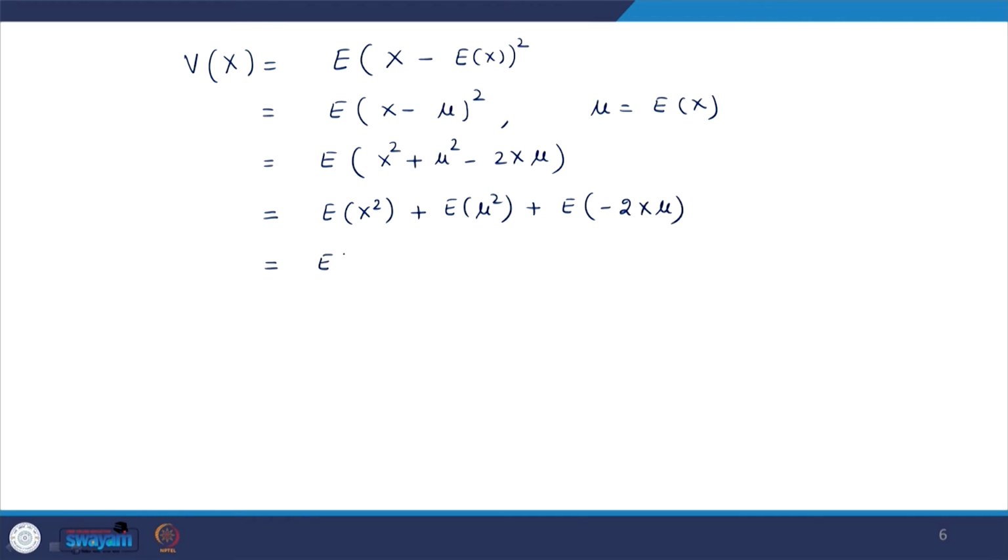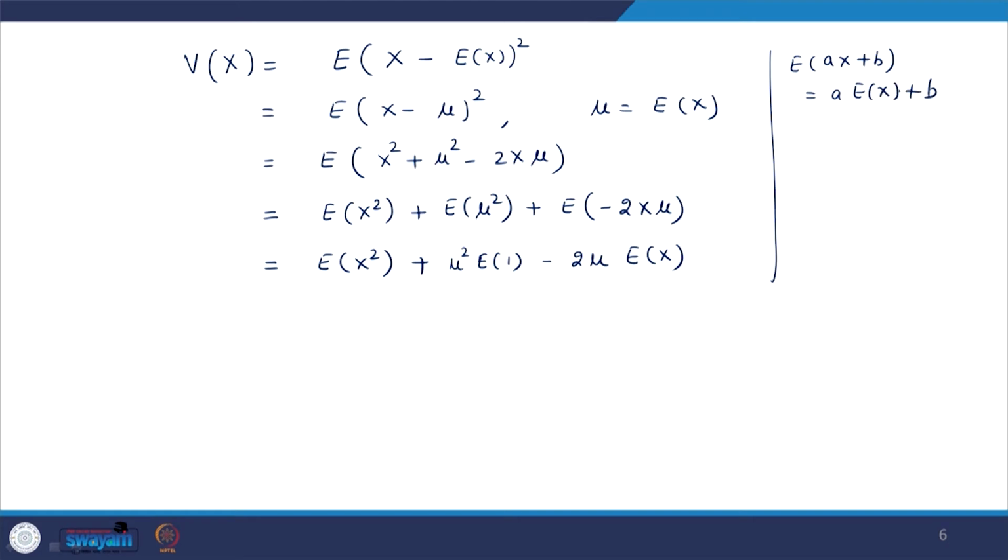So, it is the expectation of X square plus, now mu square is a fixed value. The mean of a random variable is a fixed quantity, so this will come out. This is simply mu square times the expectation of 1. And here minus 2 mu will come out, and it will be nothing but the expectation of X, because minus 2 times mu is also a fixed quantity. Now, what is the expectation of 1? The expectation of 1 is nothing but 1, because the expectation of aX plus b, as we already derived, is a times the expectation of X plus b. If you take a as 0 and b as 1, we get the expectation of 1 equal to 1.